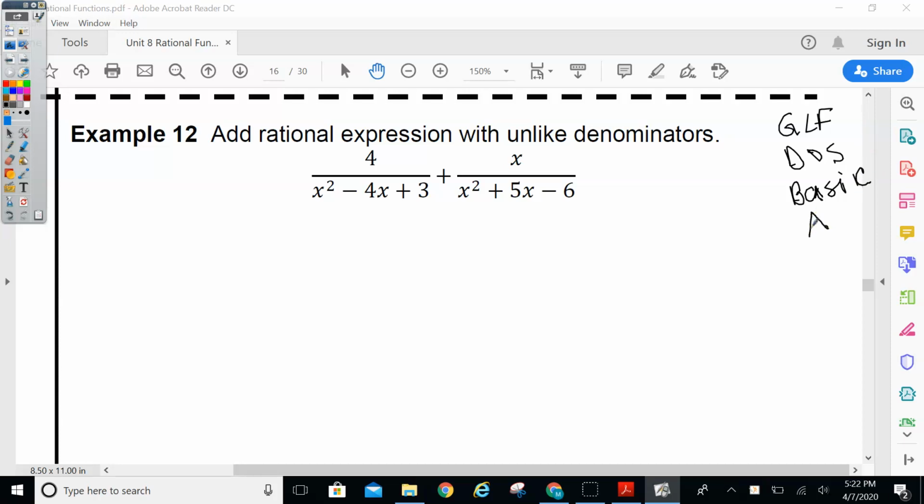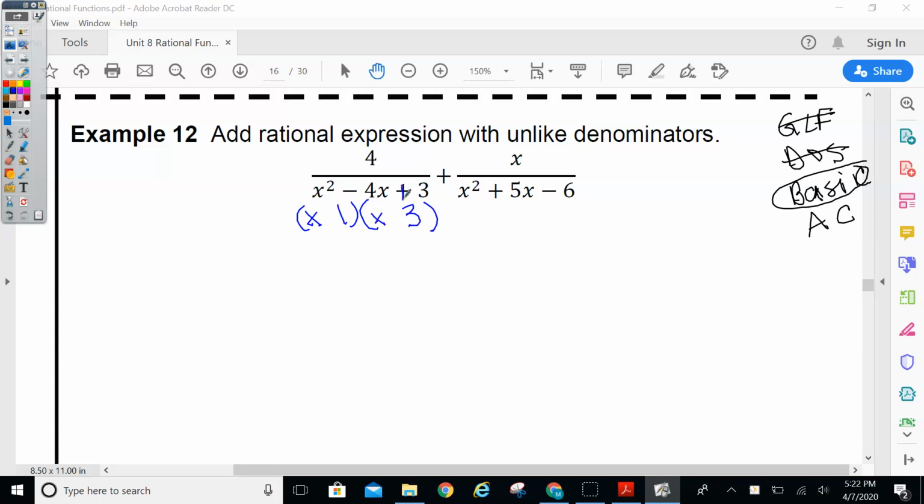And here, there's not a GCF, so we're not going to do that one. It's not a difference of squares because it's a trinomial. It's a trinomial with no number in front, so we know we're going to use basic. So for the first denominator, we ask ourselves, what are the factors of 3 that add to -4? Well, 3 only has one set of factors, 1 and 3.